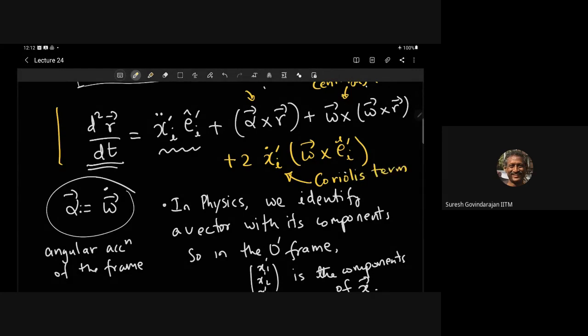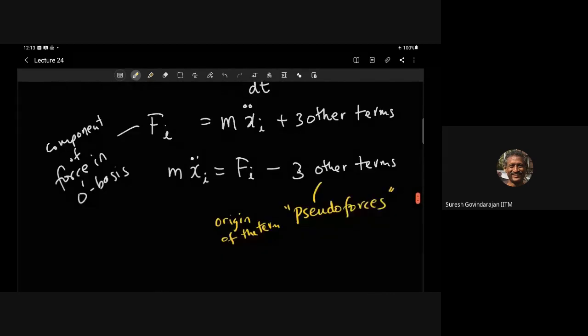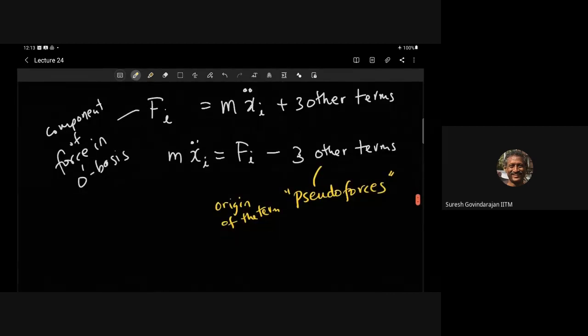So minus of all these terms. Minus of the centrifugal term will be called centrifugal acceleration. You have to multiply by m to make it a force. Similarly, minus of the Coriolis term will be Coriolis acceleration. But in this course, we will not move it to the other side. Again, this is standard textbook material, and I feel that it confuses a lot of things.